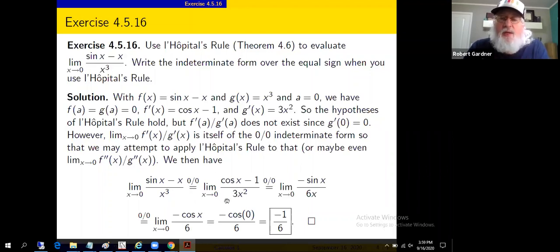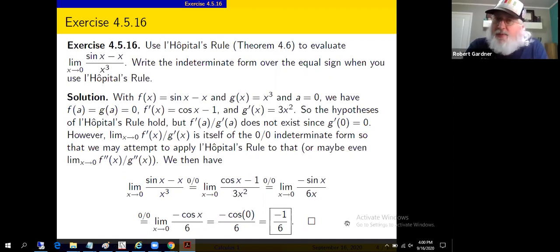So what we did was apply L'Hopital's rule. That created a new limit. How do you do that new limit? Well, it's still of the 0 over 0 indeterminate form. So apply L'Hopital's rule again. Gives you a new limit, still of the 0 over 0 indeterminate form. Apply L'Hopital's rule again, and you get the value.